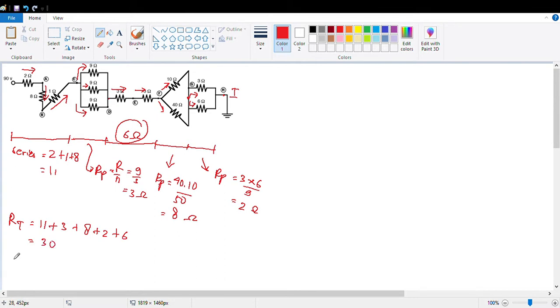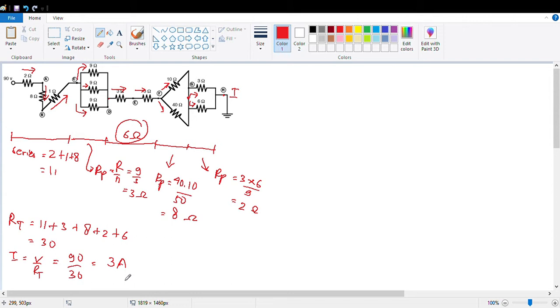How to find the I? The I is V over R total. So V over R total, then we get 90 over 30. So the answer is 3 ampere.